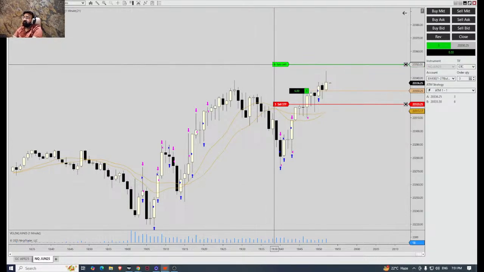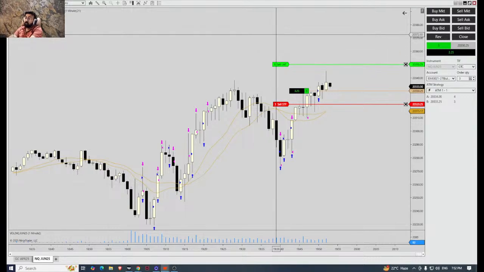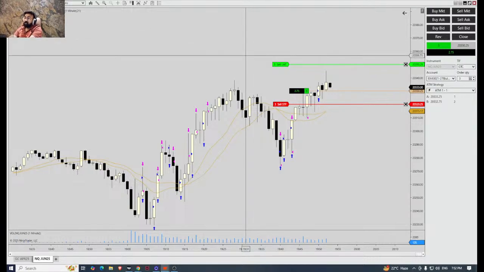I mean 350 is our minimum target. 375 is something that we are hoping for, but इतना तो जाए पहले.